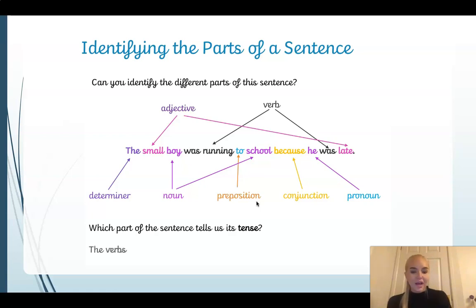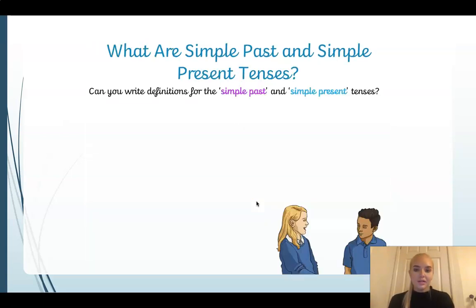Okay, so you might have figured out that the verbs tell us its tense, just like the examples that we looked at when I asked you to think of things that you were doing now and things that you did at the weekend. The verbs tell us what tense it is. So if I know that he was running and he was late, do you think that means it was in past, present, or future tense? Did it happen a while ago? Is it happening right now? Or is it going to happen in the future? What do you think, Year 4? That's right, it happened in the past. He was running. It was in the past.